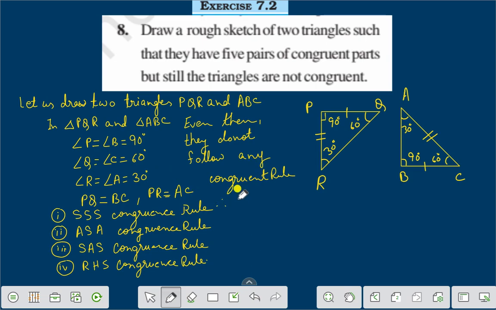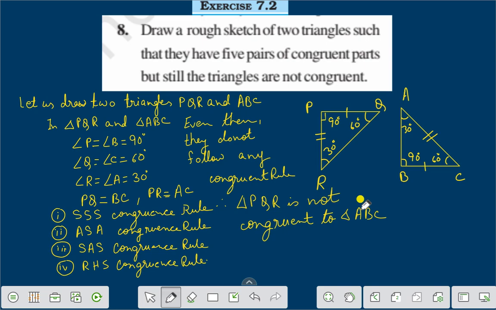Therefore, you can say that triangle PQR is not congruent to triangle ABC. And PQR is not congruent to triangle ABC, right?